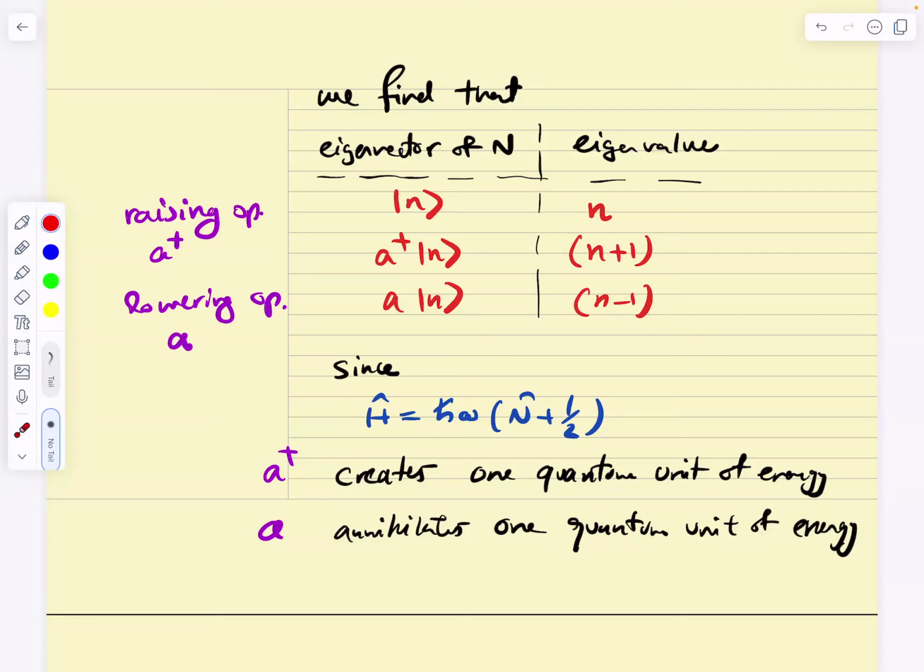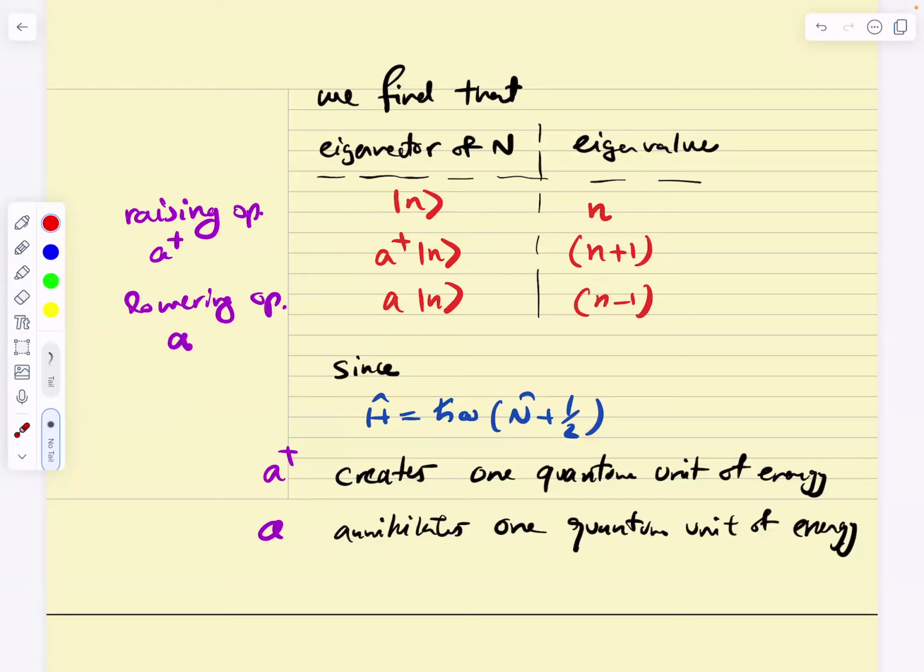The use of this trick was that you notice that the number operator and the Hamiltonian commute, so I can use the eigenvectors and eigenvalues of the number operator to describe the energies and their eigenkets. This is the relation. Importantly, we learned that a dagger acting on an eigenket creates another eigenket with a shifted eigenvalue, shifting the eigenvalue by 1. That's why we call it the raising or creation operator. a acting on ket n reduces the eigenvalue by 1, gives you n minus 1.